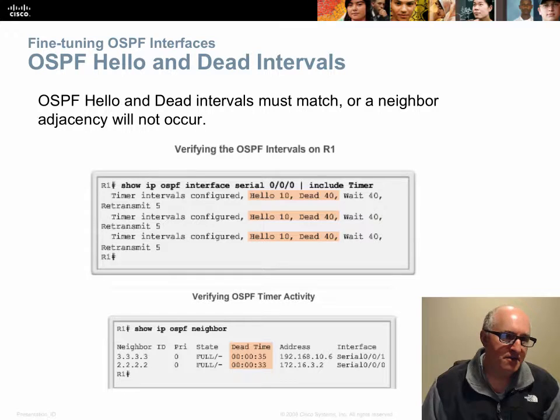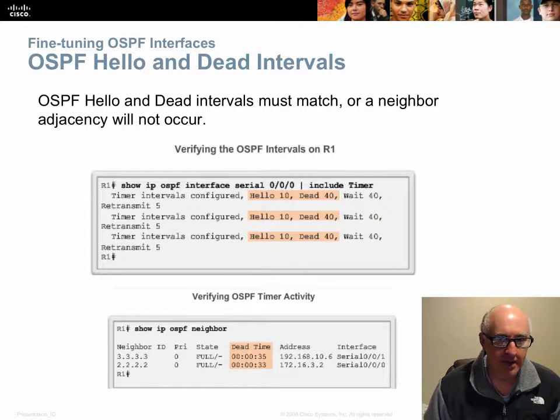The OSPF hello and dead intervals must match or a neighbor adjacency will not occur. By match, we don't mean that the hello and dead intervals are the same. See that hello is 10 and dead is 40. Dead interval is always going to be higher than the hello interval. The dead interval says how many hellos you can miss before the neighbor is considered dead.